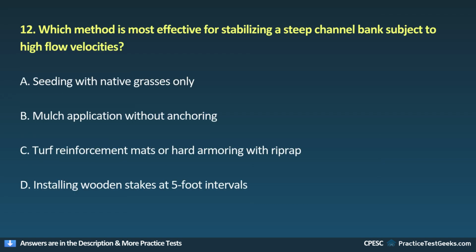12. Which method is most effective for stabilizing a steep channel bank subject to high flow velocities? A. Seeding with native grasses only. B. Mulch application without anchoring. C. Turf reinforcement mats or hard armoring with riprap. D. Installing wooden stakes at 5-foot intervals.